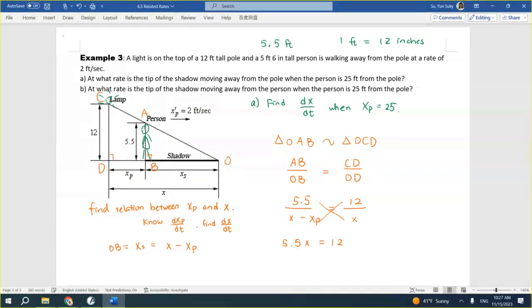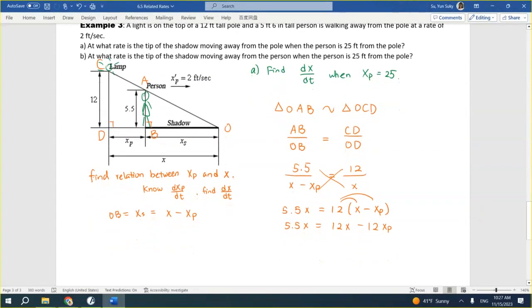5.5x equals 12 times parentheses x minus xp. The parentheses is very important. Okay, don't forget the parentheses. Let's distribute. So 5.5x is 12x minus 12xp. How can you simplify? So subtract that, right? Subtract 12x on both sides.